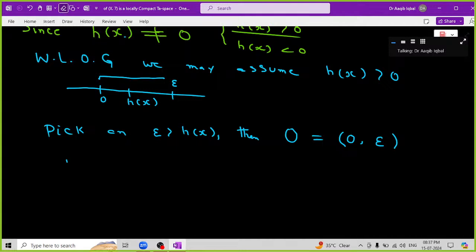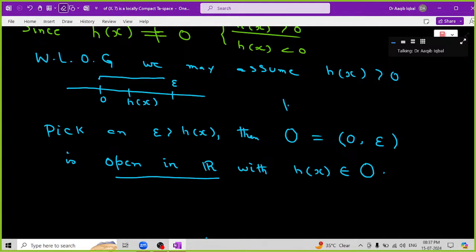Then O is open in R because it's an open interval, and h of x is a point in O. Okay? Now that O is open in R, and h is a continuous function from X into R, h is continuous, so it must be pulling open sets back to open sets. So if we speak about the inverse image of O under h, it will be open in X star. That means it will be in the topology tau.